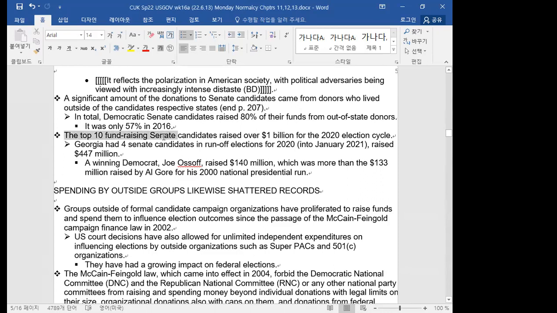The top 10 fundraising Senate candidates raised over $1 billion for the 2020 election cycle. Georgia had 4 Senate candidates in runoff elections in 2020 into January 2021, and raised 447 million dollars. A winning Democrat, Jon Ossoff, raised 140 million, which was more than the 133 million raised by Al Gore for his entire 2000 national presidential run.